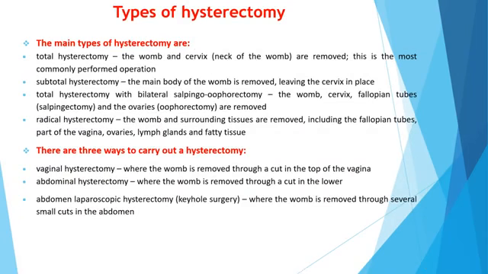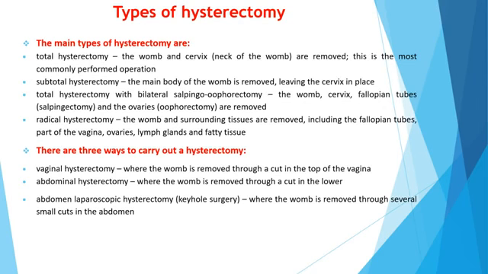Types of hysterectomy. The main types of hysterectomy are شنو هي التايب of hysterectomy؟ عندنا تقريبا 4 أنواع. Total hysterectomy, where the womb and the cervix are removed, is the most commonly performed operation. هي تشيل السيرفكس يعني تشيل عنق الرحم مع الرحم، هي the total hysterectomy. Subtotal hysterectomy, the main body of the womb is removed, leaving the cervix in place. بس تشيل ال main body of the womb اللي هو ال uterine.